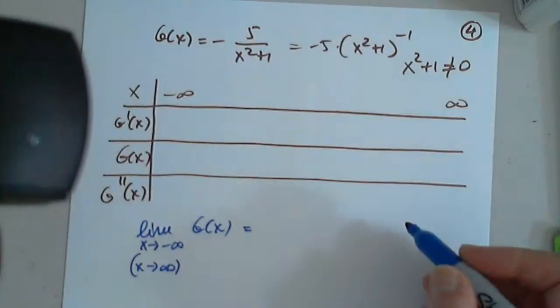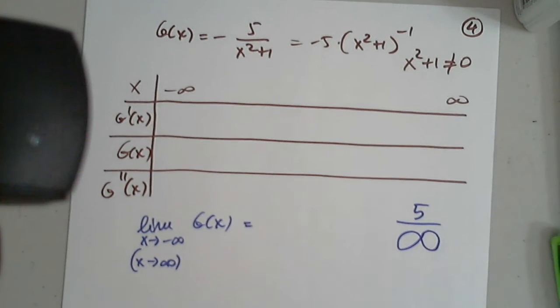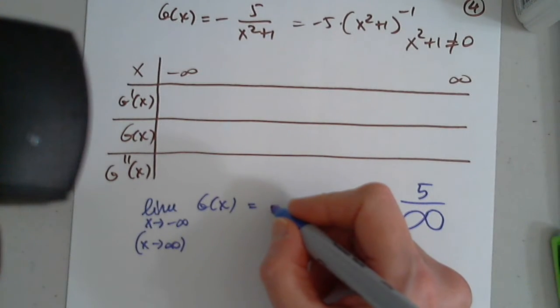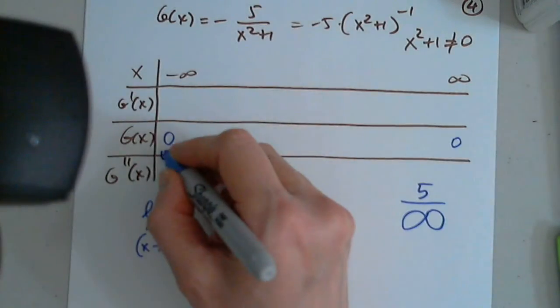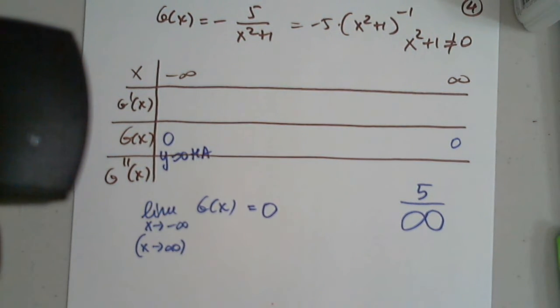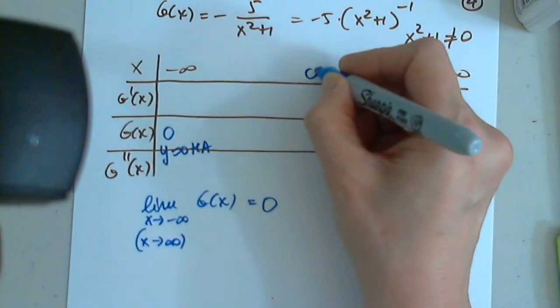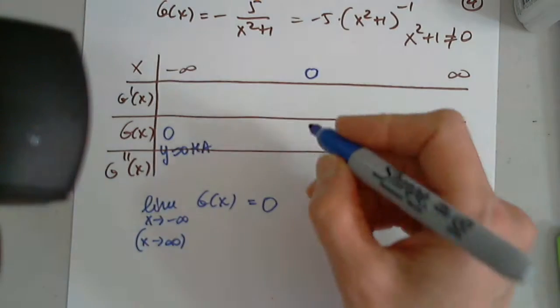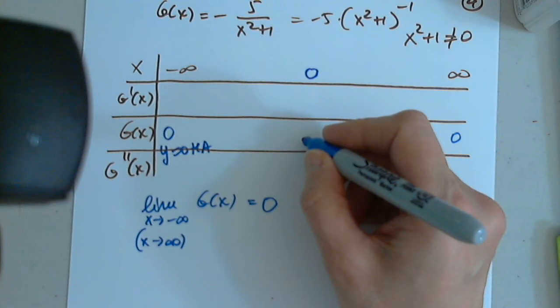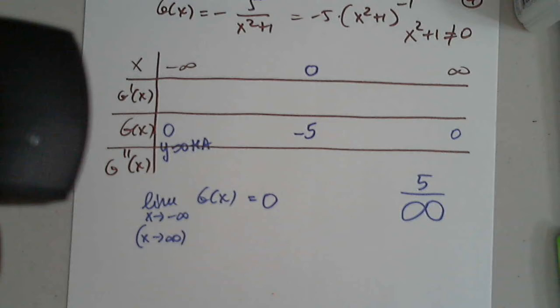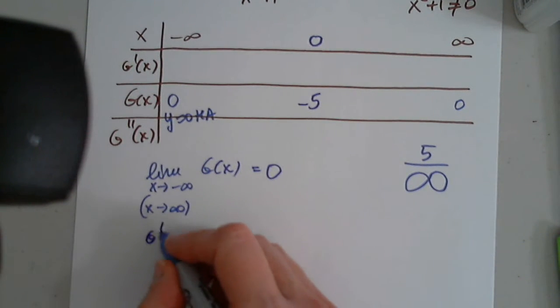This is 5 over huge. How much is 5 over huge? 0. Exactly. So 0 here, 0 here, which means y equals 0 is a horizontal asymptote. There are no vertical asymptotes here. And there are no x-intercepts. So when I plug in 0, what do I get for the y-intercept? Negative 5. Good.